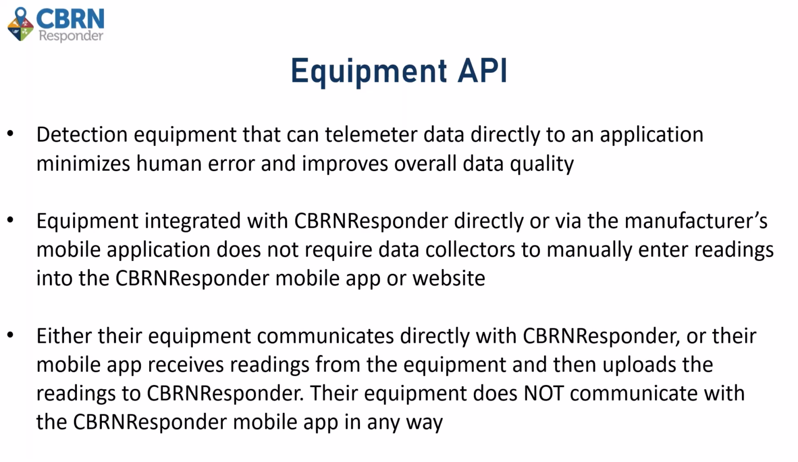So there are two ways that the equipment API can be set up. It would be the equipment communicating directly with CBRNResponder, or if their equipment has, again, a separate mobile app, it can receive readings from the equipment, then go to their app, and then that would go into CBRNResponder. So there's no equipment that integrates or has any connection to our own CBRNResponder mobile application.